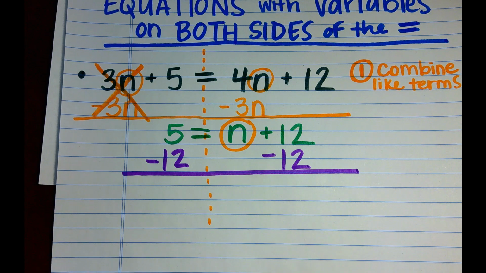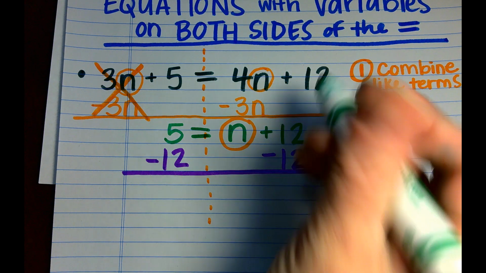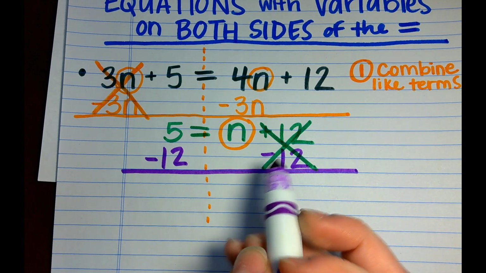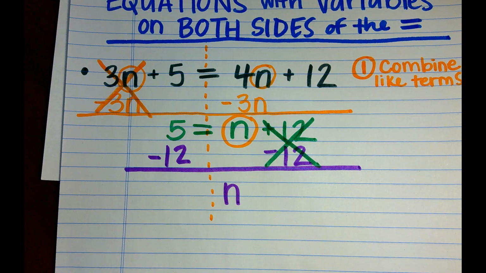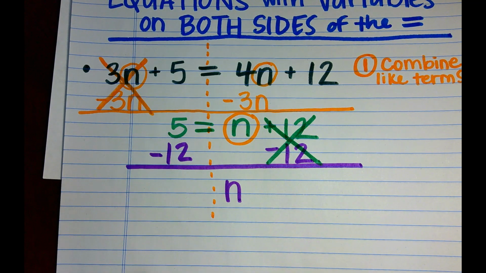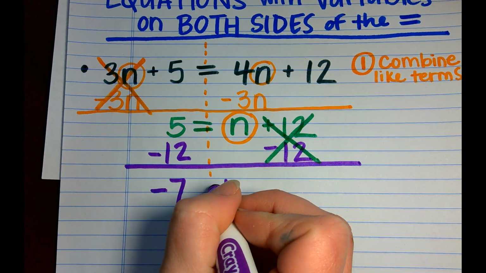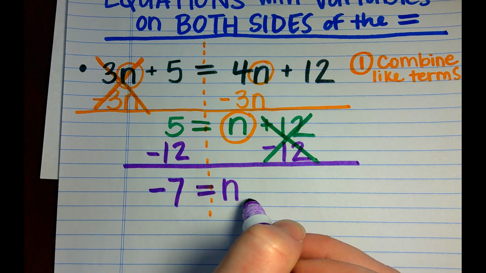So I subtracted 12. What happens to my 12s over here? They cancel. Good. They're gone. So over on this side of the equation, I just have n by itself. We did it. And what should I bring down now? Negative 7. Yes, 5 minus 12 is negative 7. Now don't forget your equal sign. Negative 7 equals n. That's our answer.